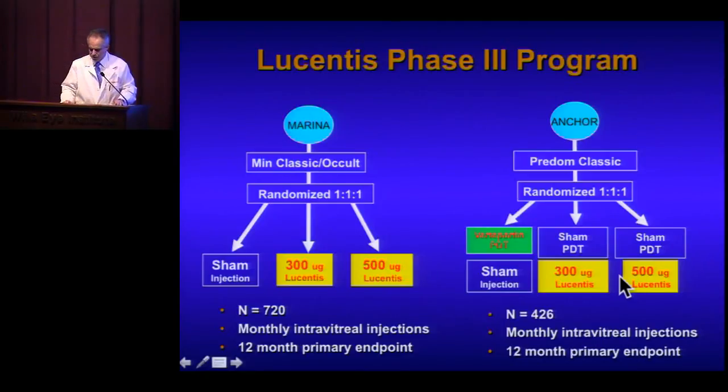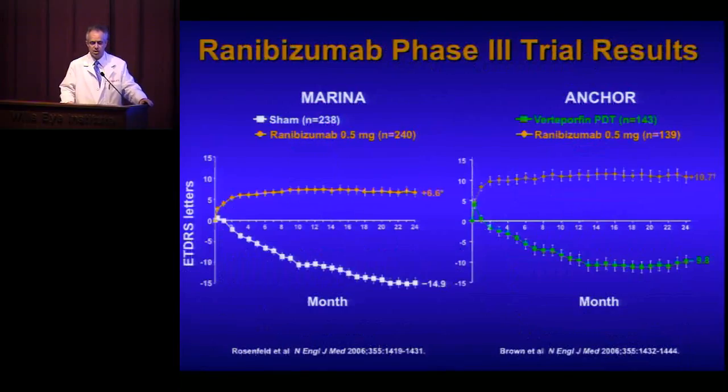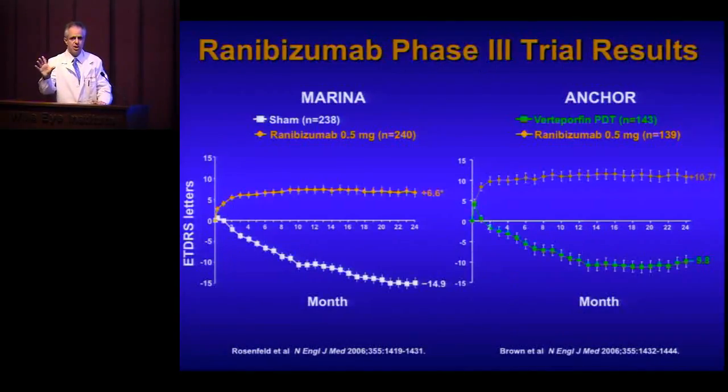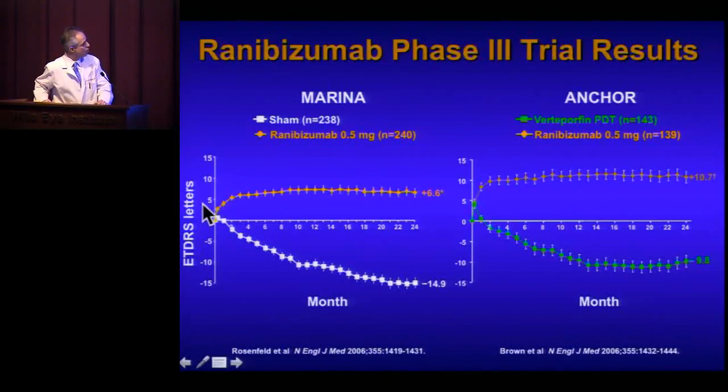And so Lucentis was injected monthly for 2 years with the primary endpoint in these studies at year 1. And for the first time, we have a wet AMD study that actually showed on average visual acuity improvement. And nothing has beaten this to date, but the Marina showed on average 6 letters. That's a little more than 1 line on an ETDRS chart. And Anchor showed 2 lines of visual acuity improvement.